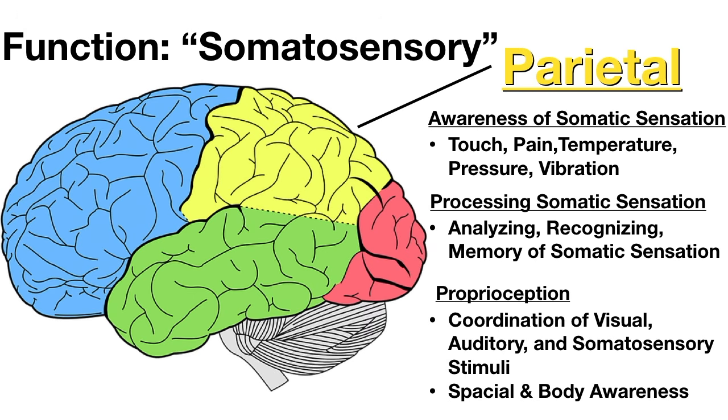Lastly, we're going to talk about proprioception with the parietal lobe. This is the coordination of all the sensory stimuli so we can develop spatial and body awareness. Just like what we saw with the frontal lobe, there are specific cortical areas within the parietal lobe that correlate with these functions, and we're going to talk about those now.